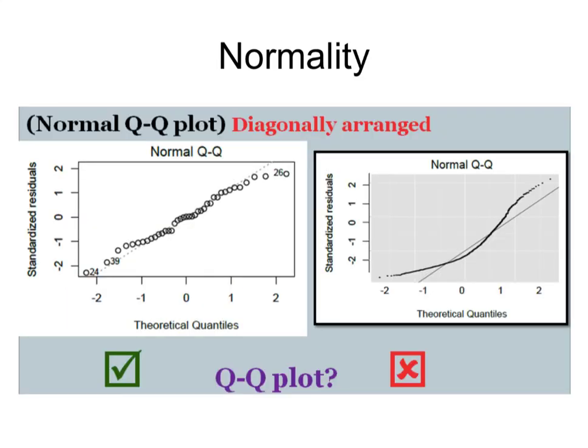Here are another couple of examples. The plot on the left is approximately normal, but the plot on the right isn't because there's curvature to the line.